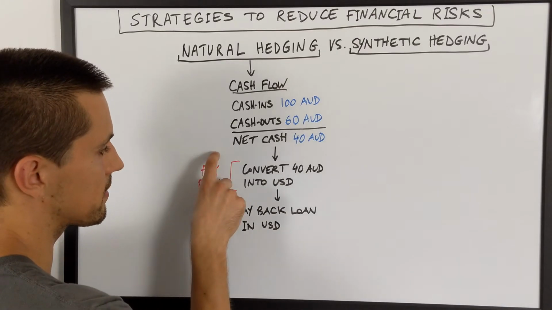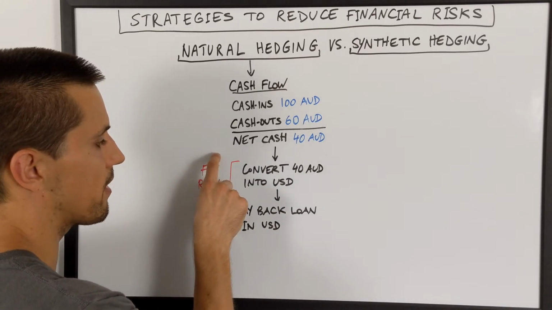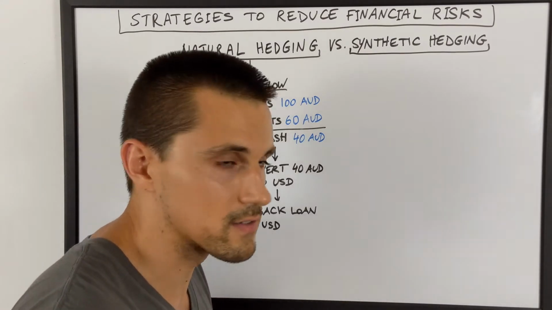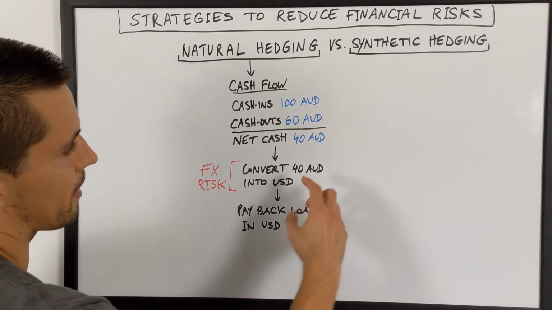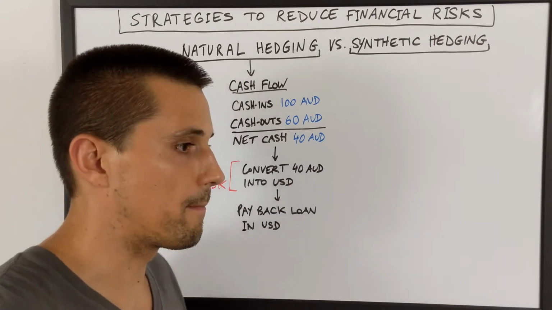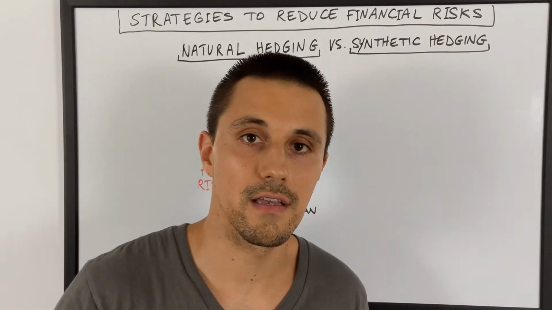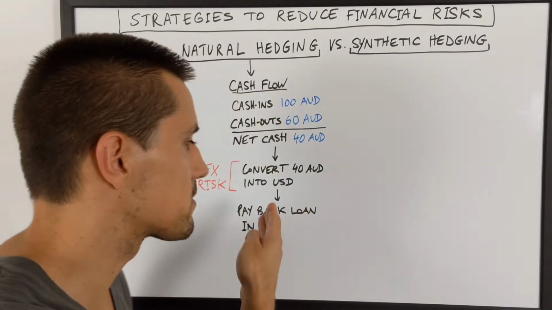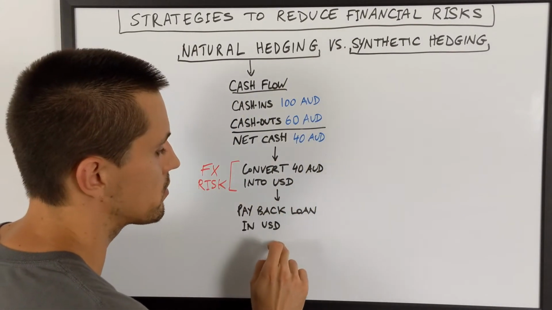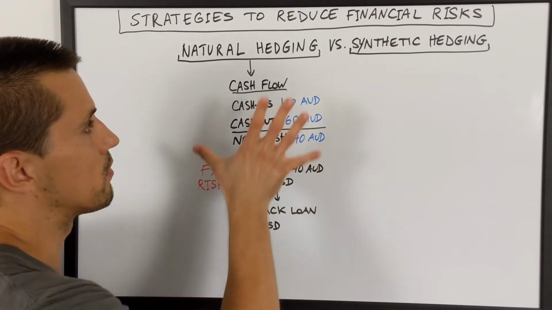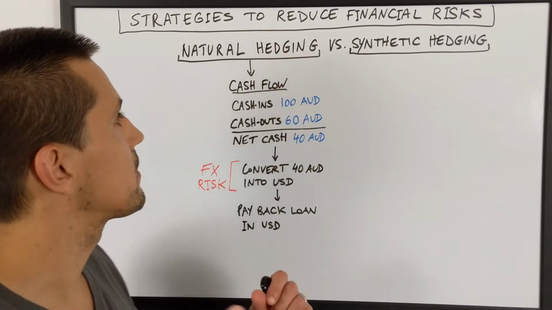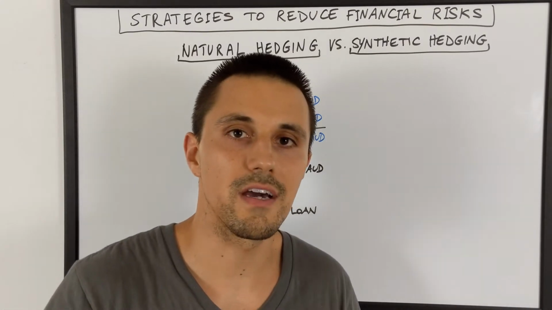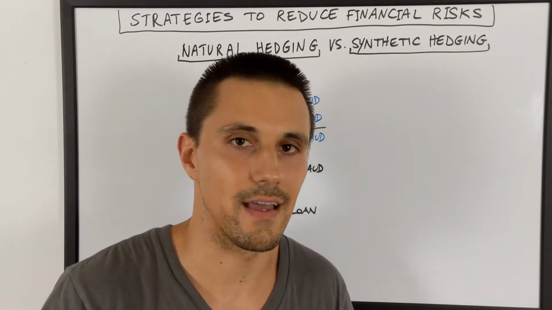So you see that here I have a pretty big FX risk because I do not know the conversion rate. It's going to change each time. And why do I do that? Because, well, my business is in the United States, so I want all my currency to be in the United States at some point because, for example, of paying back a loan in US dollars. So that's the starting point. Now let's look at natural hedging and what we could do here without using synthetic hedging.